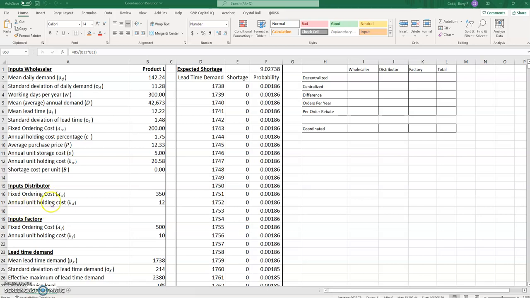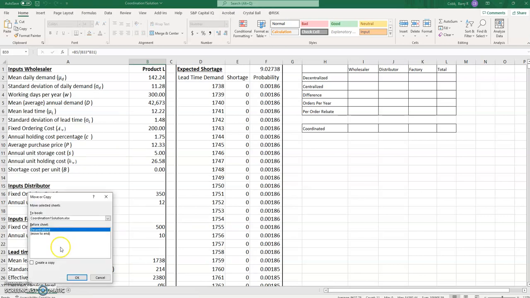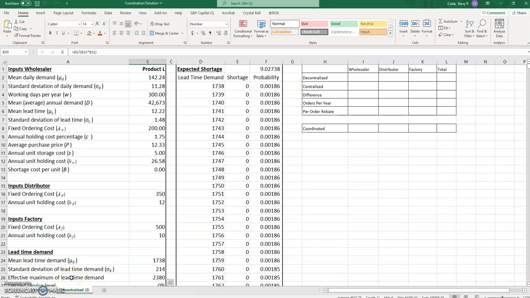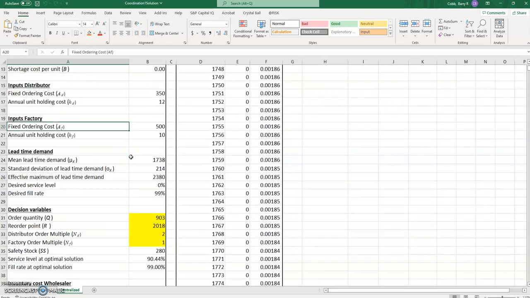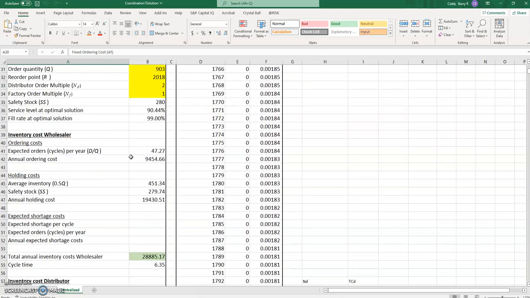Because the model is in good shape, we're going to just copy this entire tab. I'll do move or copy, and then create a copy and move it to the end of the workbook. Then I'll right-click and do a rename and just name this centralized. Okay, so nothing here has changed in terms of the formulas. Now, what we do need to adjust is the process.